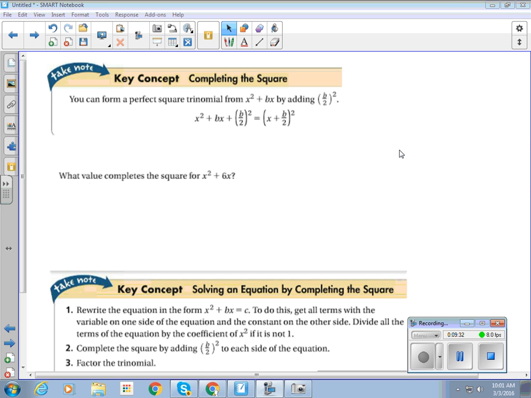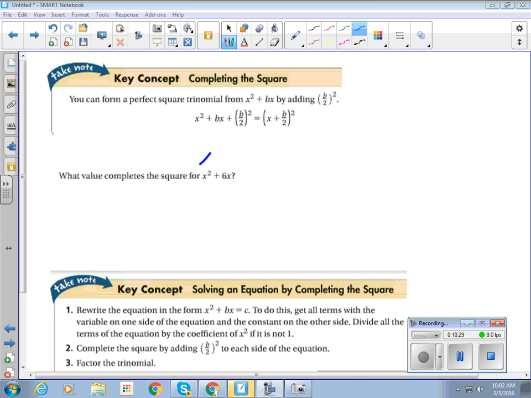So when we complete the square, we start out with x squared plus bx. If you don't have a 1 in front of your x squared, you divide everything by whatever's in front of your x squared, so you get a 1 in front of your x squared. This only works when you have an x squared with a coefficient of 1. So to complete the square, we take whatever value is in front of our x, this b value. We divide it by 2, then we square it. When we do that, we can then have our x plus b over 2 in parentheses squared. So let me show you how that works.